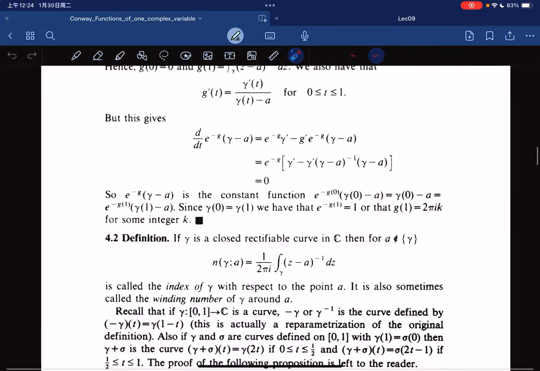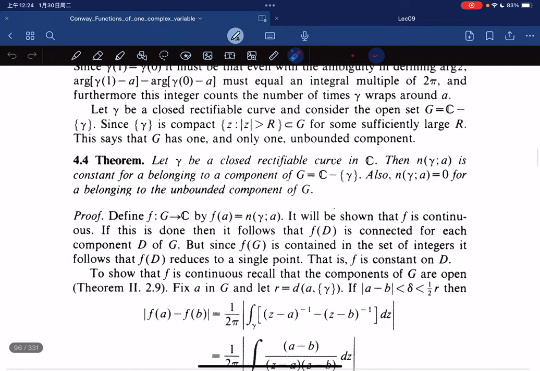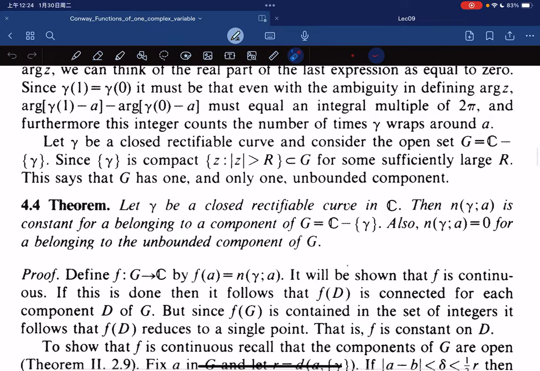Okay, but here we have a theorem. This theorem states that if it's a closed curve, then the winding number is constant for A belonging to a component of this set. So we want to define a winding number, so we have to consider this set, right? This is constant for A belonging to a component of G, and also is zero for A belonging to the unbounded component of G. Okay?